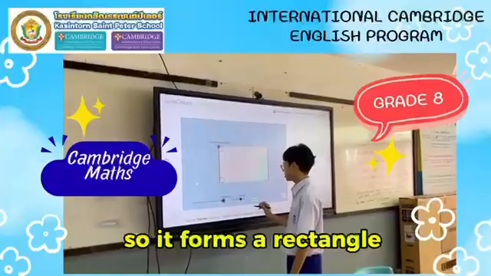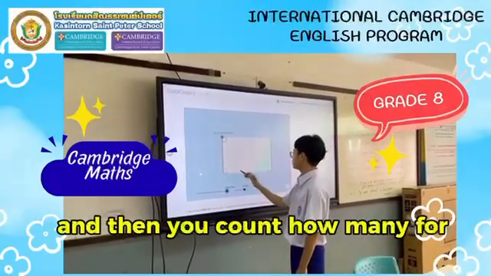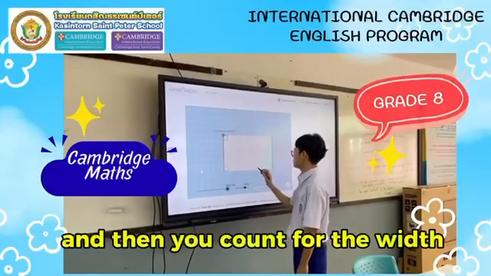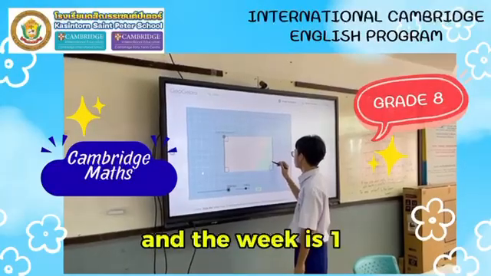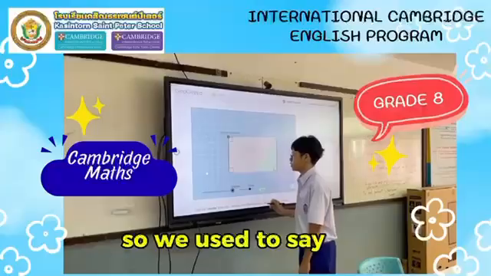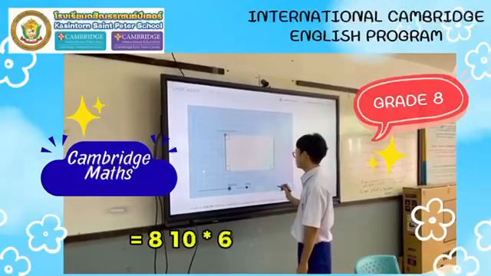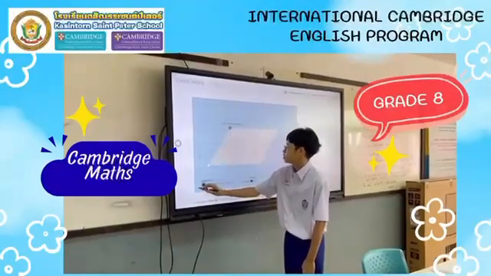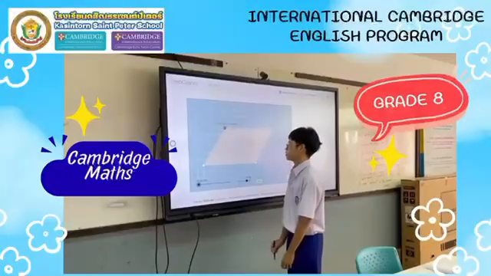Of the rectangle, and then count how many for the length, how many for the width. 1, 2, 3, 4, 5, 6, 7, 8, 10 units, and the width is 4, 5, 6 units. So we use the same formula as the rectangle. Length times width, 10 times 6 equals 60. So the formula is the same as the rectangle.